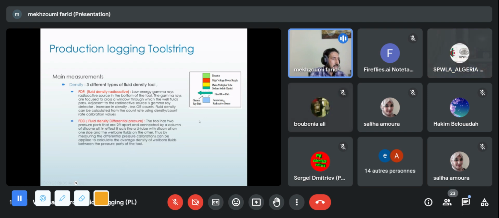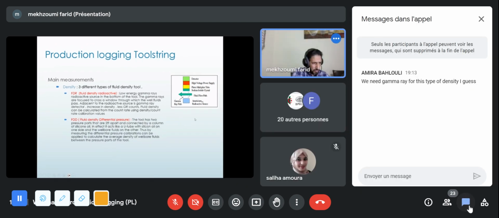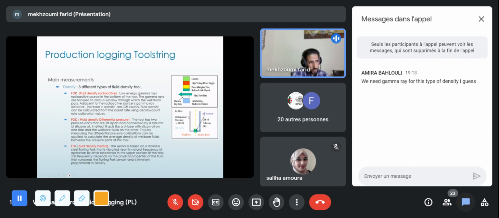And also we have fluid density by differential pressure. This one measures the difference, because we have delta P. It's similar to when you have your pressure curve and you take the derivative of pressure, it's density, isn't it?